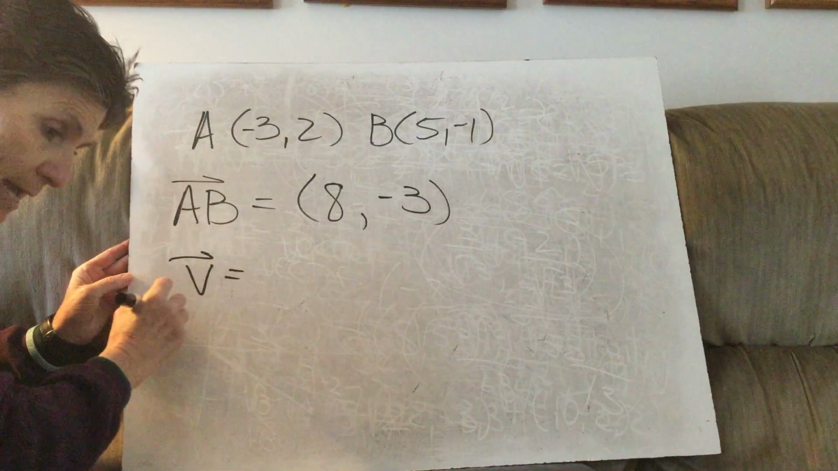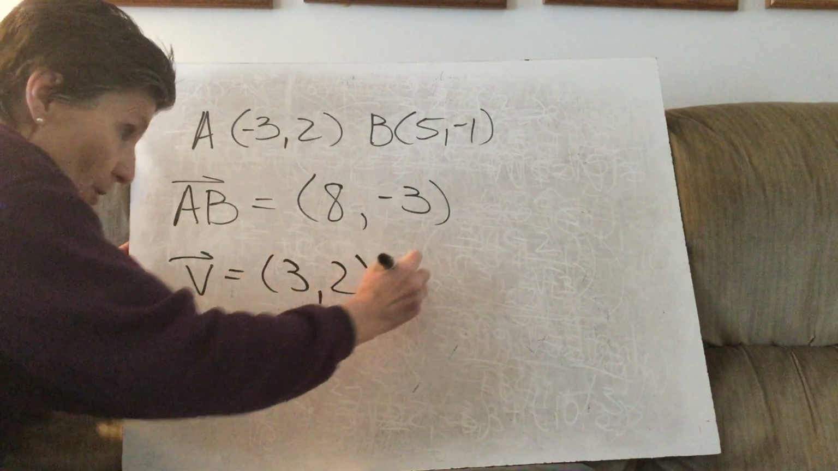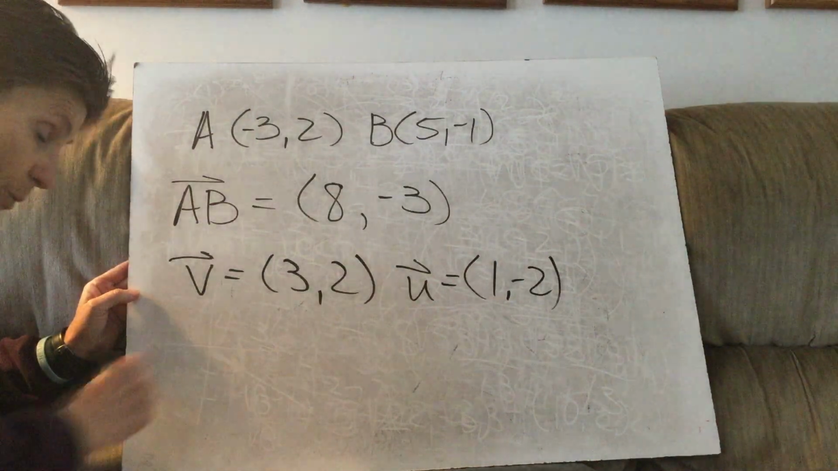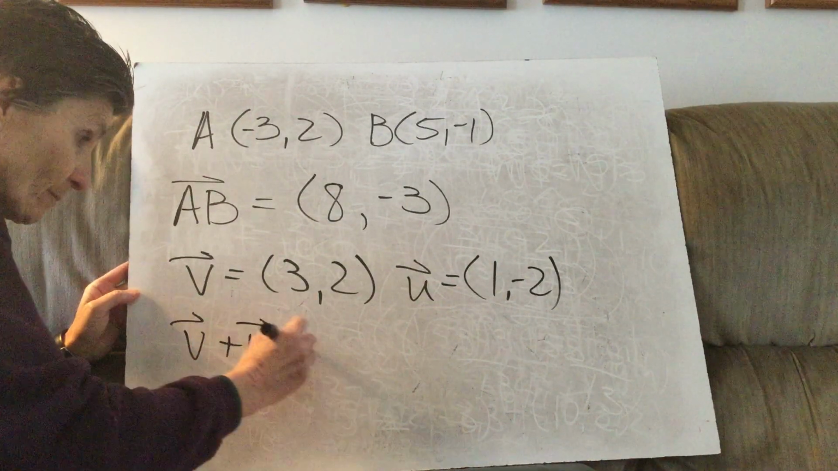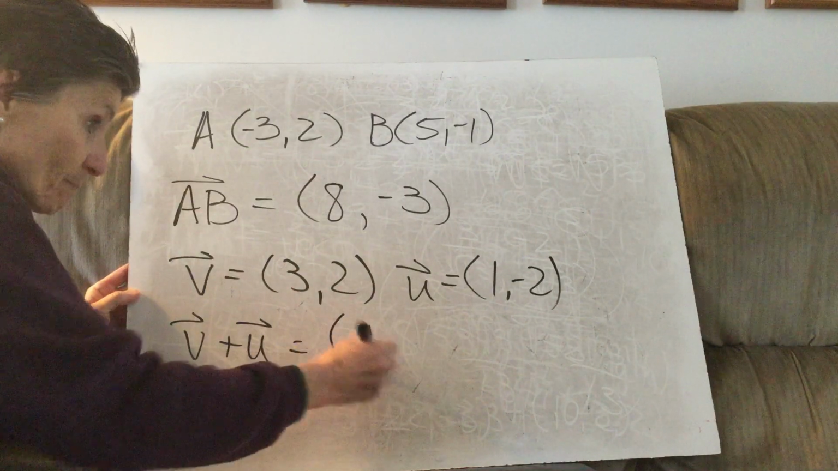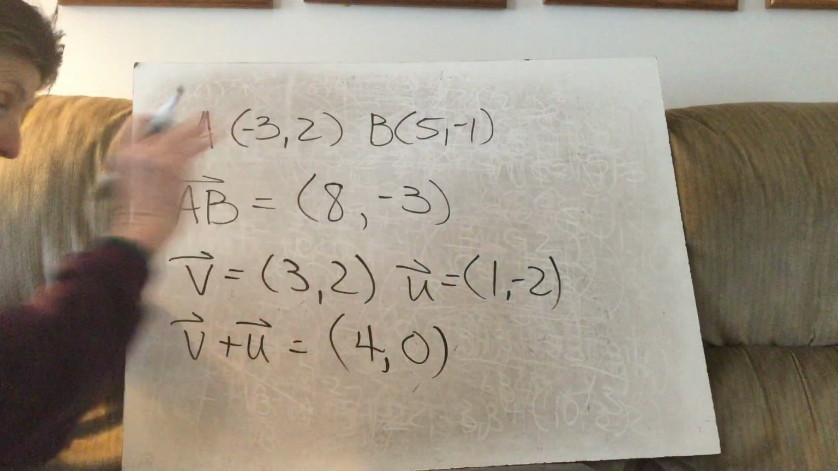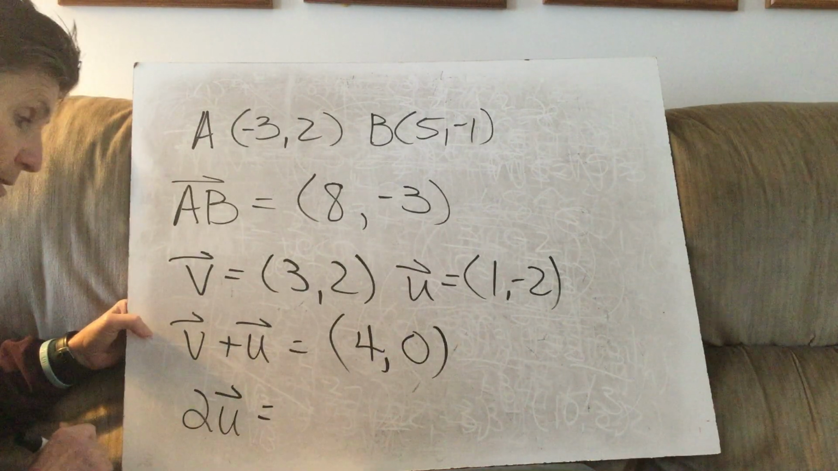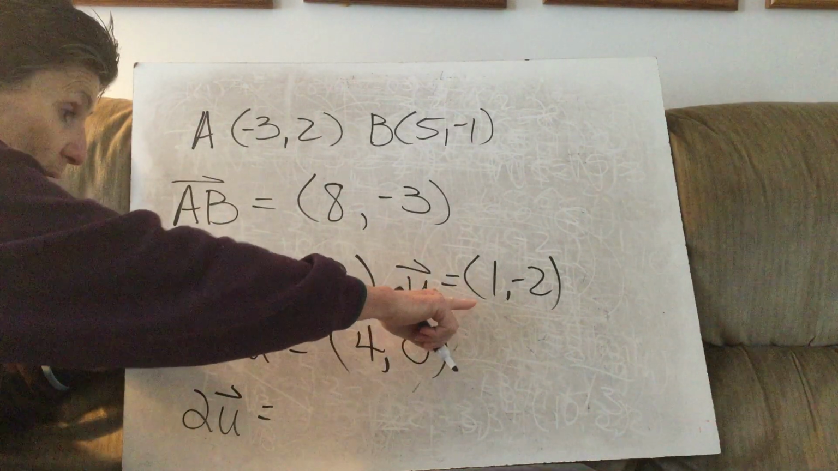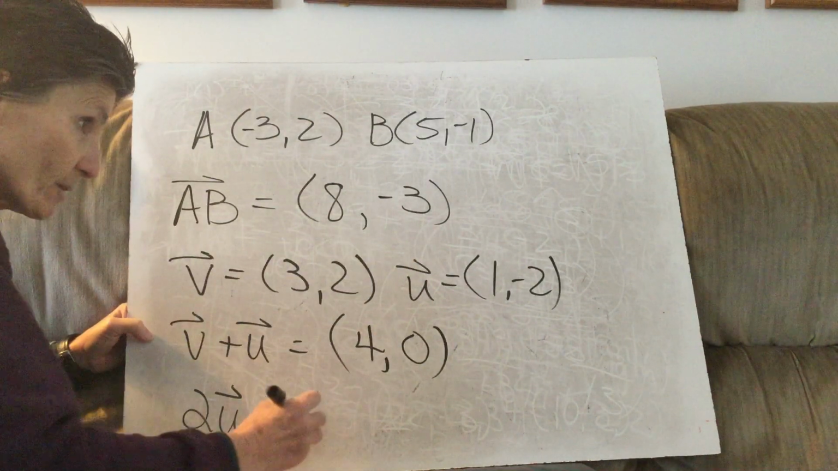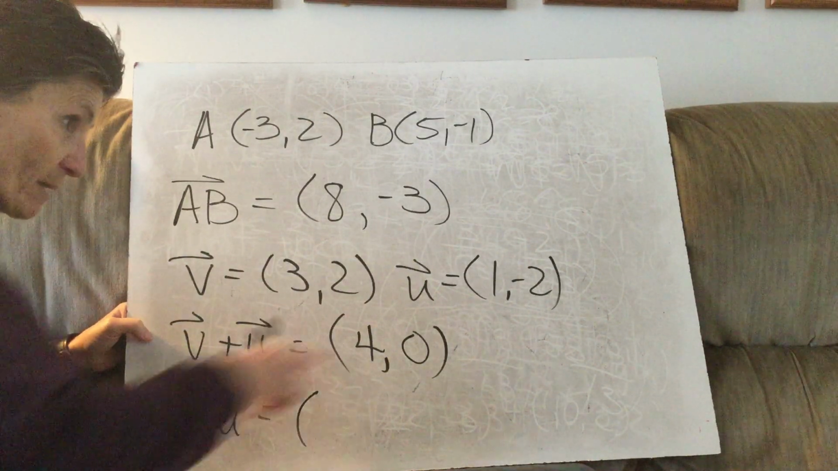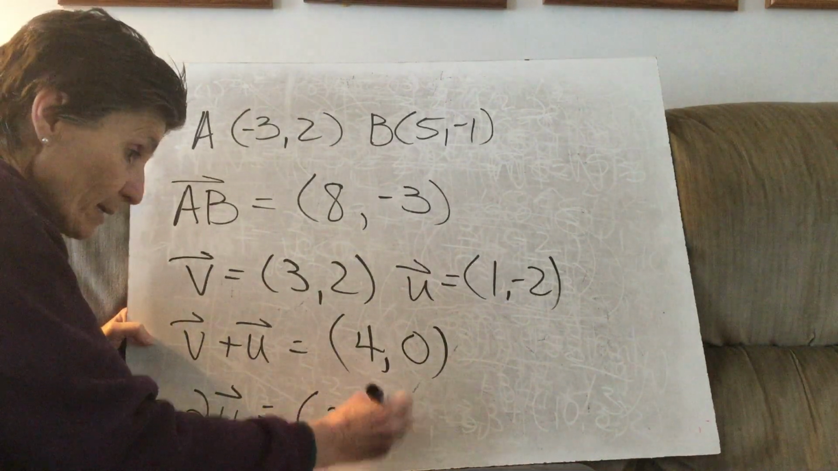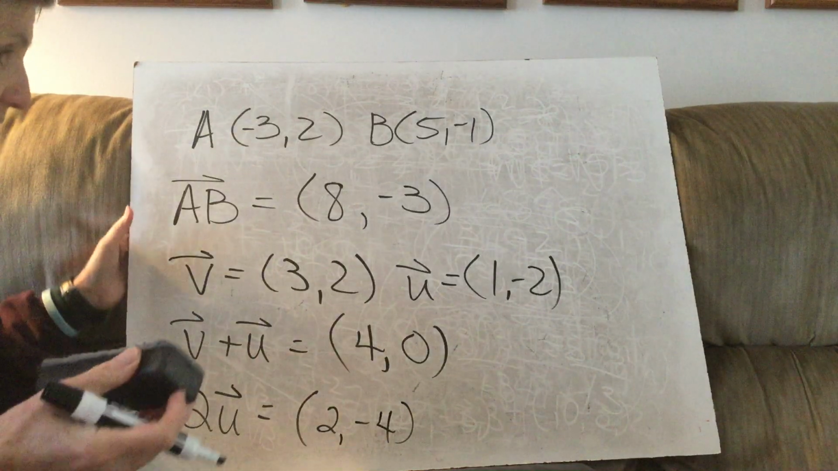Okay, now here are V and U. This is given. So now we're going to find V plus U. All right, we just add the X's, add the Y's. Done. That's easy. 2U. 2U means take vector U, which is right here, and take 2 times each one of those. So this is called a scalar. We're just going to multiply the scalar times each piece of the vector. So that's going to be 2, -4. Done. Easy, easy, easy.